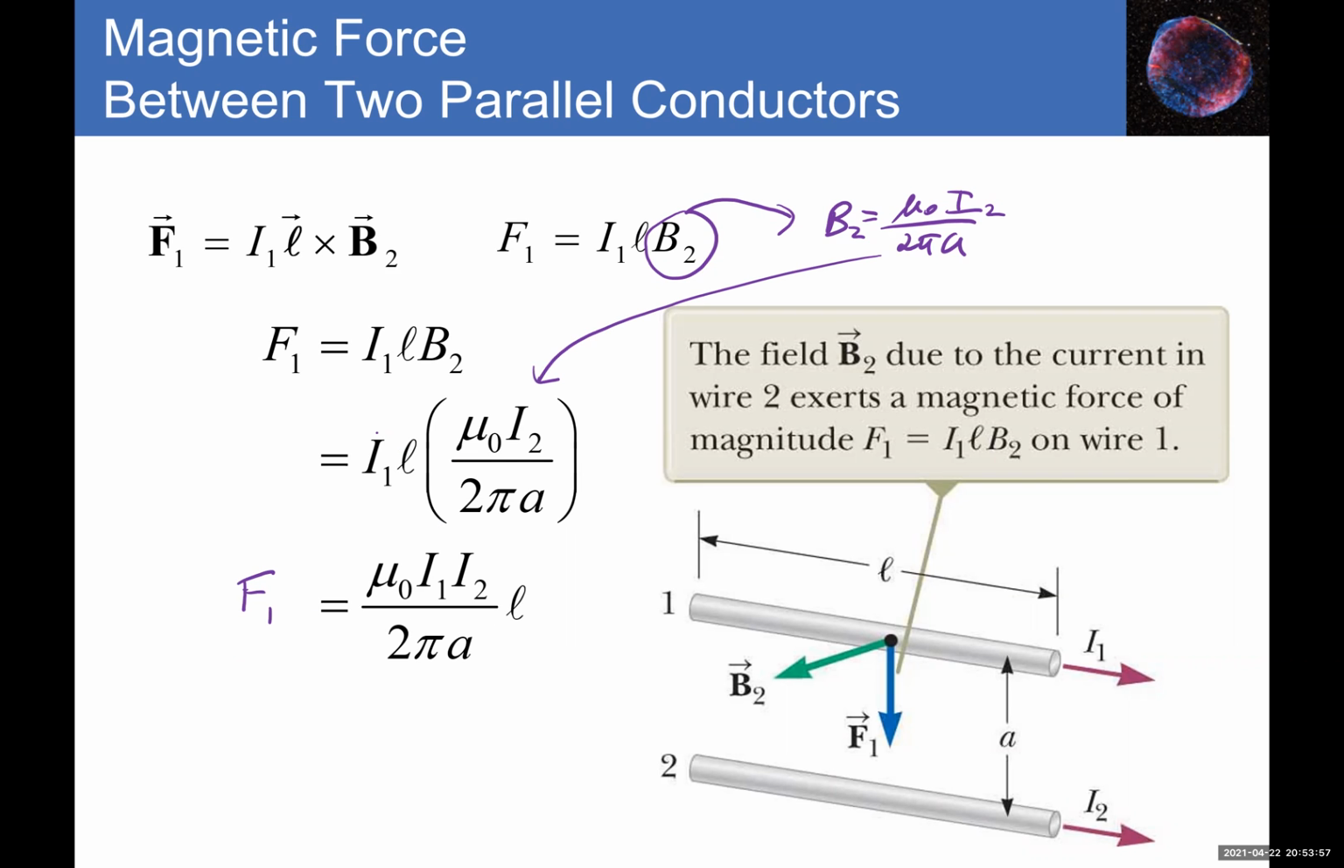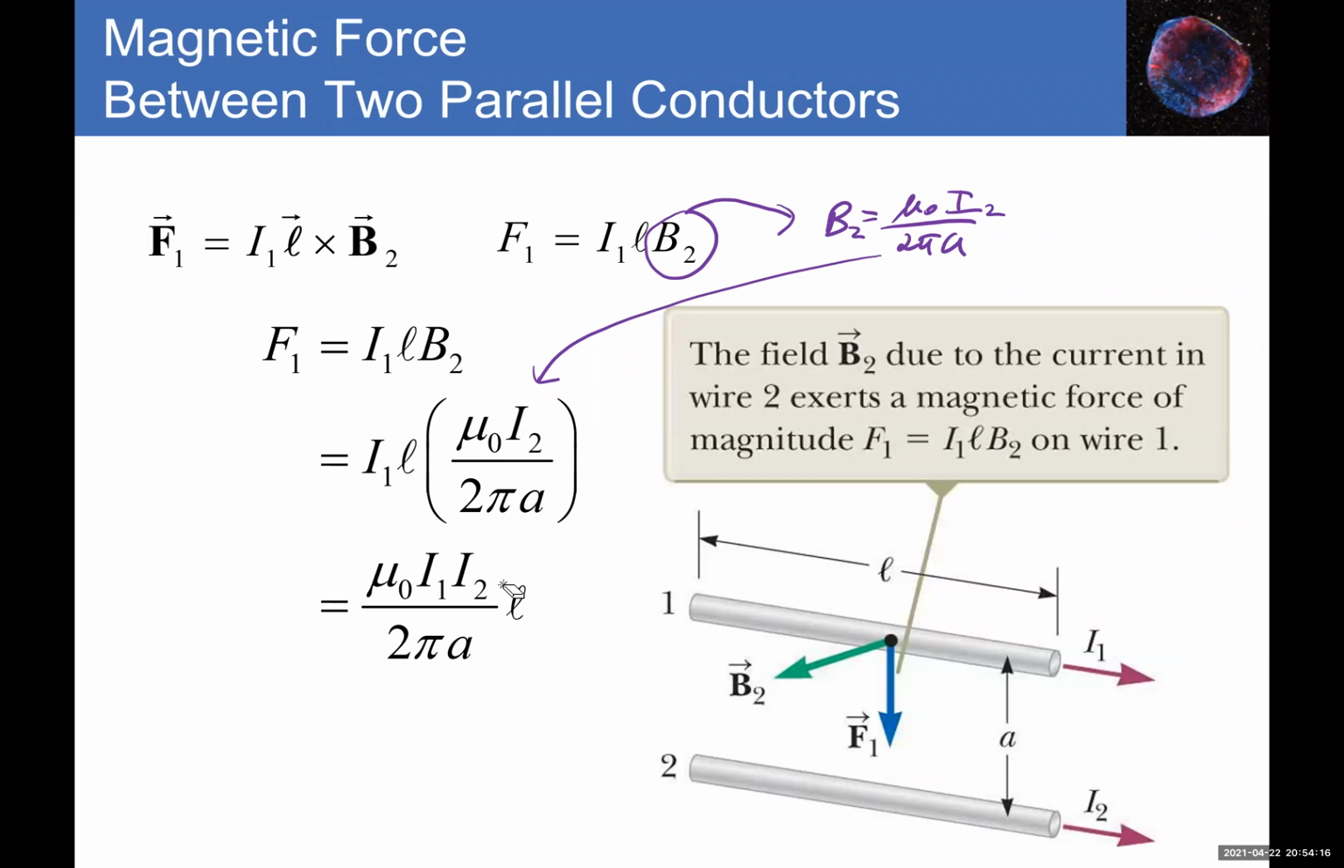I already have current 1 over there. Now I have current 2. That means the product of current 1 and 2, then there is a length constant, and then 2 pi times A, which is the distance between those two wires. That's how we can calculate the force acting on wire 1.